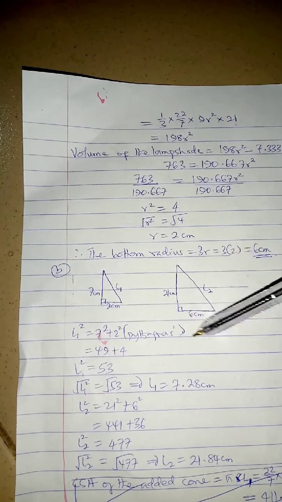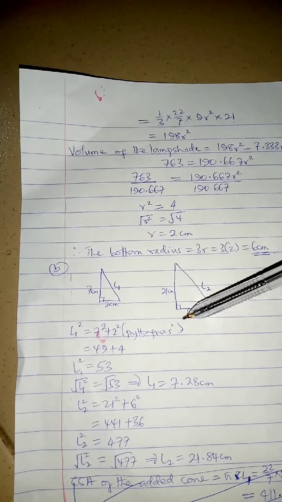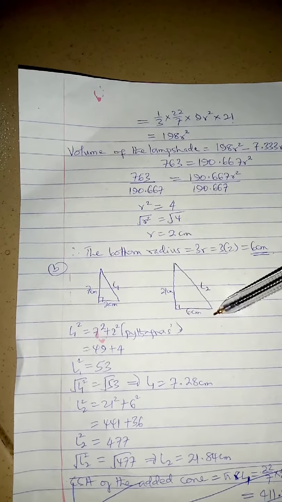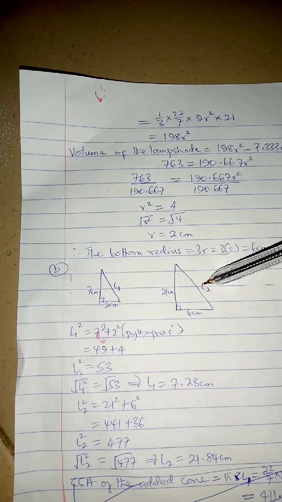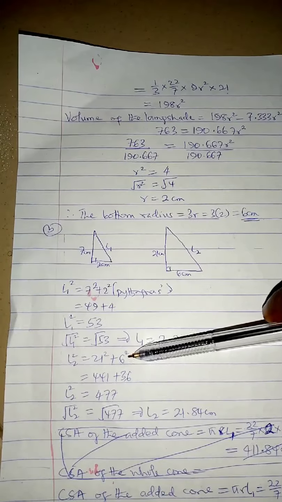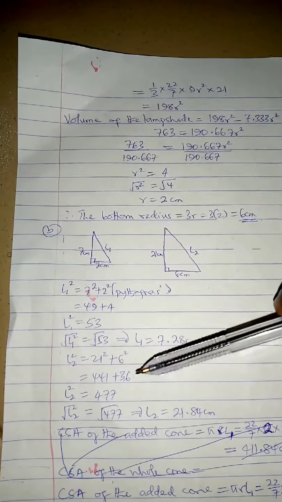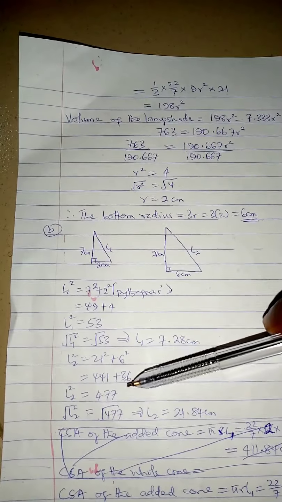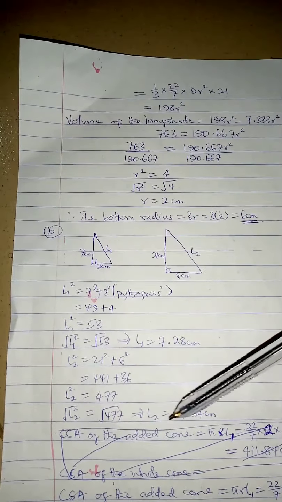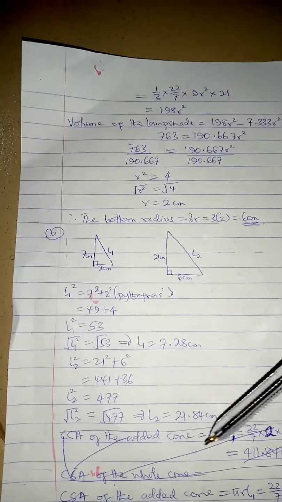Similarly, when you take the bigger triangle, the whole length is 7 plus 14, which is 21. The bottom radius is what you use, which is 6. Call the slant height L2. When you apply your Pythagoras theorem, L2 squared is 21 squared plus 6 squared. This will give 477. Take the square root of both sides, and L2 becomes 21.84 cm.